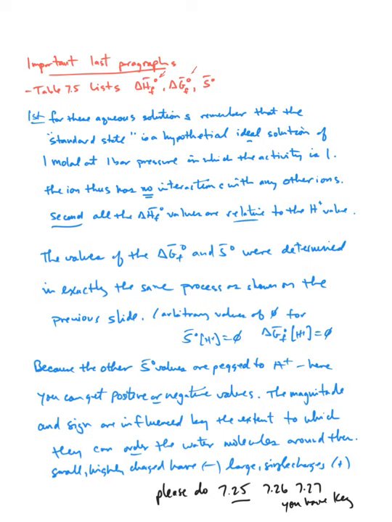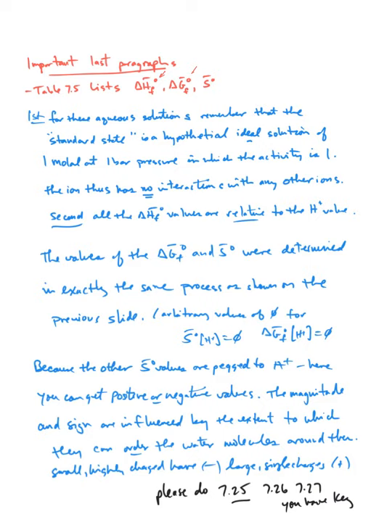The values of the delta G and the absolute entropy were determined by exactly the same process as shown in the previous slide. You set up an arbitrary value of 0 for a proton, and then everything is based on that. Because the other entropy values are pegged to protons, unlike absolute entropy values for neutral species, which were always positive because they were compared to absolute 0 being 0, these are compared to protons at 298. So here you can get absolute entropy values that are positive or negative for ions.